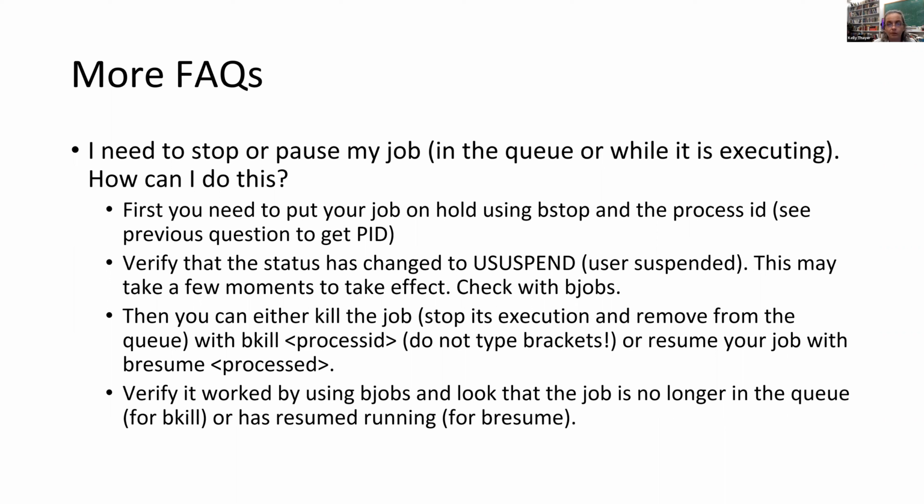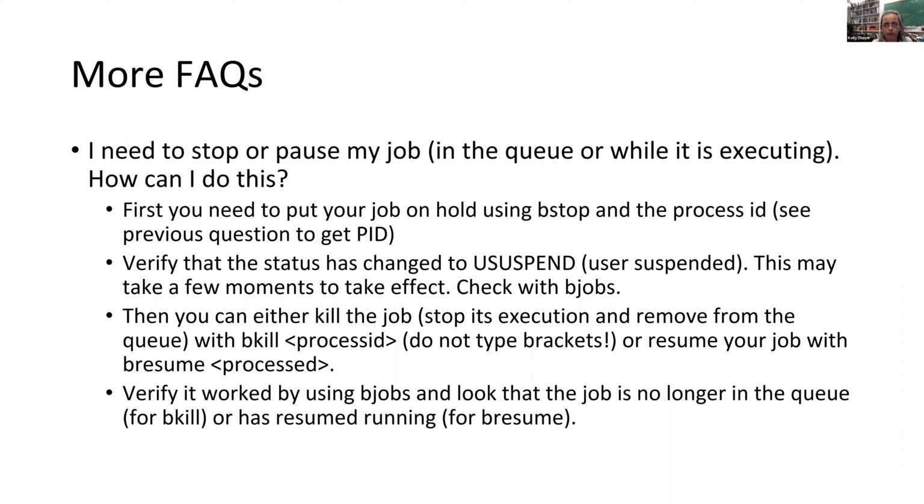There's also the system administrator has the privilege of suspending your job, but when you suspend it, you'll see it as USUSP as your status. This may take a few moments to take effect, so you can check with bjobs, and if you don't see it immediately, just wait a moment or two and try again, and you'll see it quickly. Then you can either kill the job, stop the execution, and remove the job from the queue with bkill. And again, you would give that the process ID.